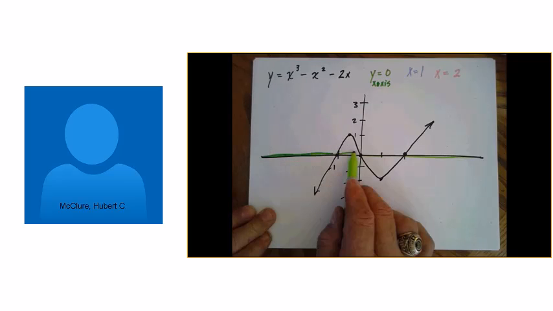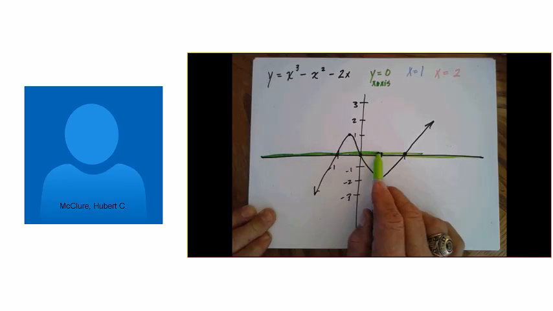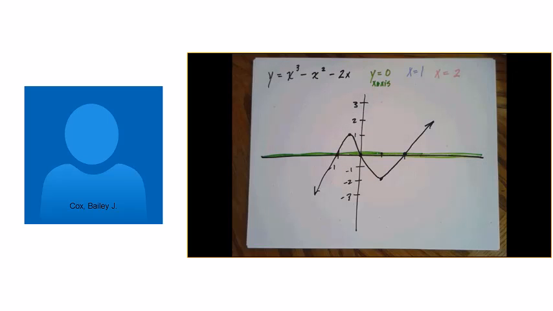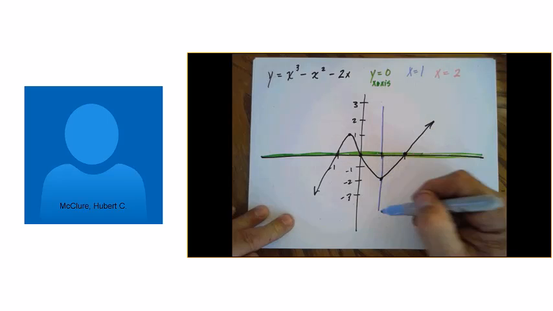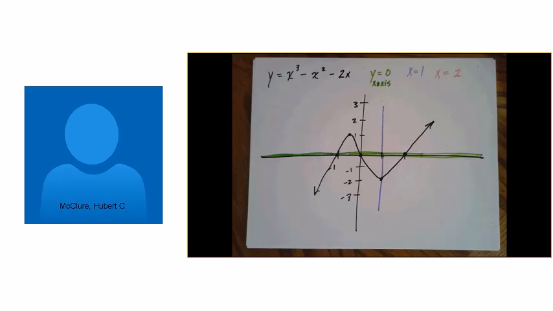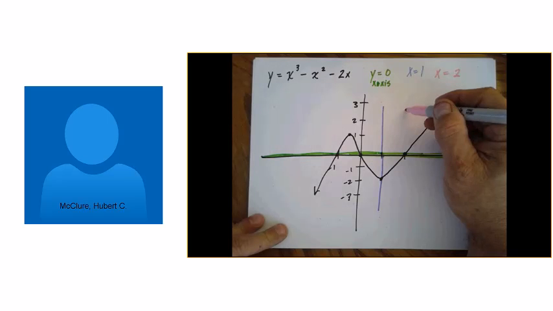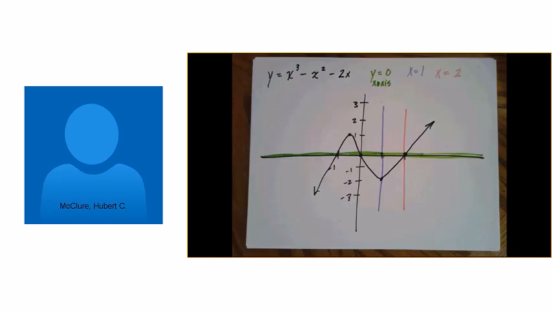Wish I had my highlighter. There. And x is equal to 1. And x is equal to what? 2. And they want to know the area. Well, actually, I must not have written the question down right. They want to know this area, and I'm going to shade in yellow the area they want.